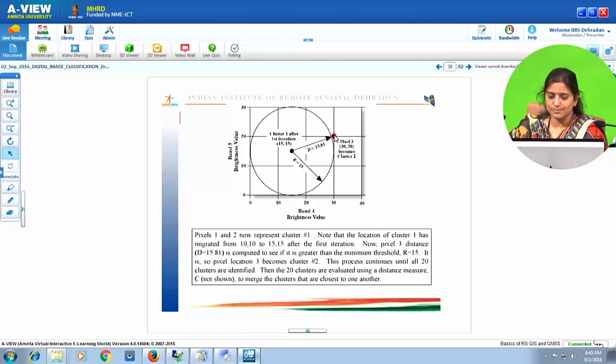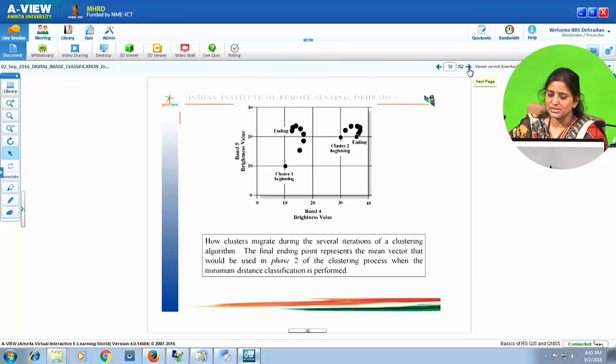Now pixel 3 would be evaluated. The spectral distance between pixel 3 and the mean of cluster 1 would be checked. This distance comes out to be 15.81, which is more than the capital R distance specified by us. So pixel 3 would make another cluster of its own. Like this, new pixels go on merging in these clusters and the means of the clusters go on shifting. This complete process is pass 1.